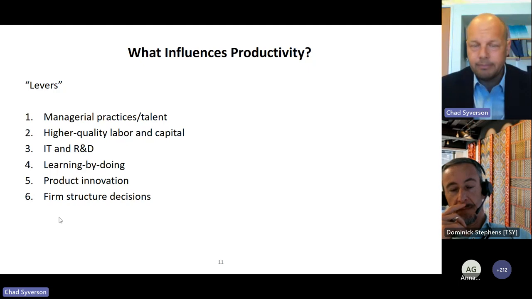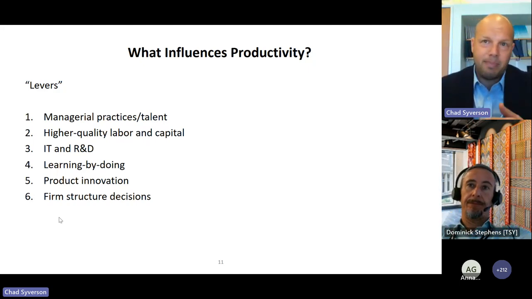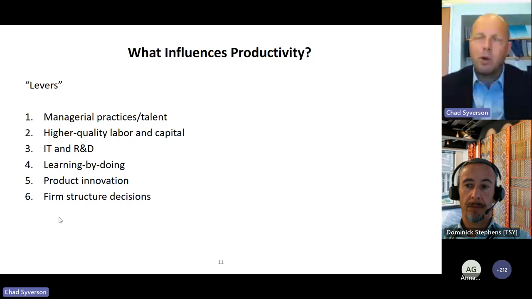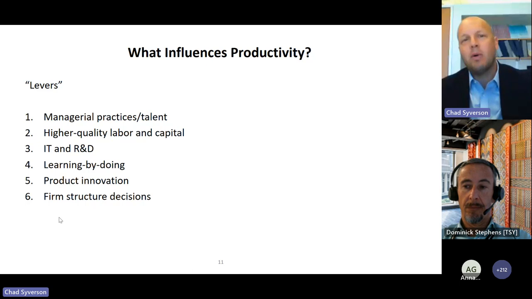Fourth is learning by doing. Learning by doing is the process of becoming more efficient through the actual process of operating. It's more directed than raw experience, in that the company is deliberate about creating a feedback loop between what it's learning from the production process and then how it tries to change the production process to increase productivity in response to what it's learned. Fifth is product innovation. That is to make changes, not in the process side so much, but more on the product side, to change products to make them better able to satisfy consumers' preferences.